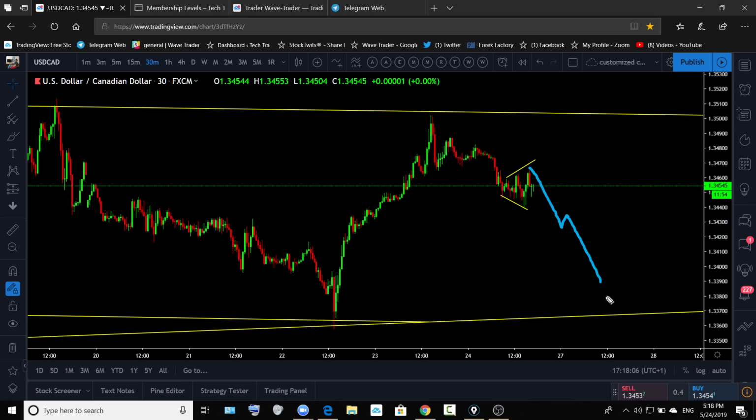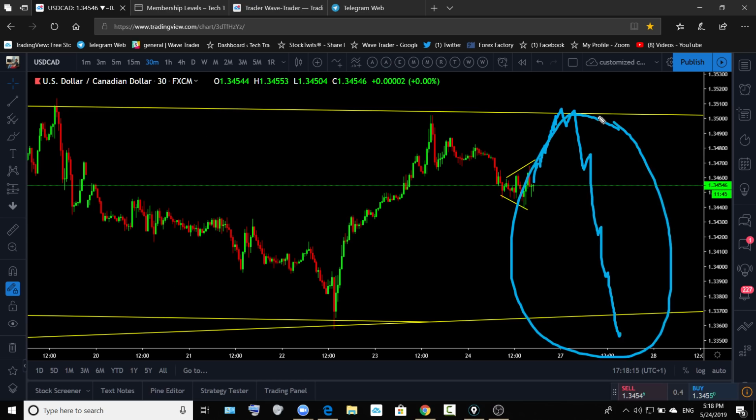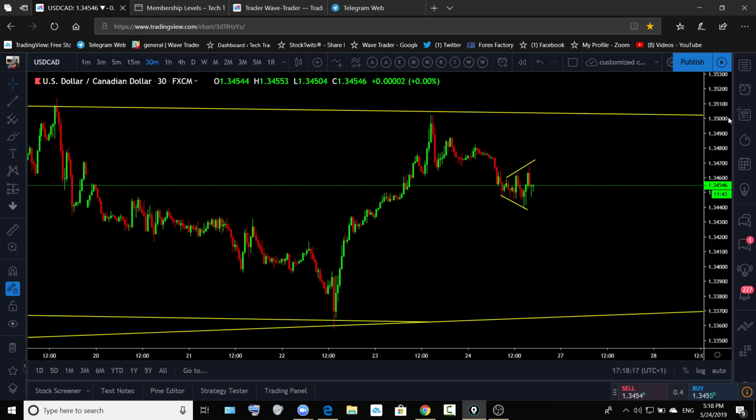Okay, this correction to do that. Okay, this wave to appear like this, or dollar CAD to slightly push up, test that top, and then drop again. All right, so that's the trade you guys should consider next week.